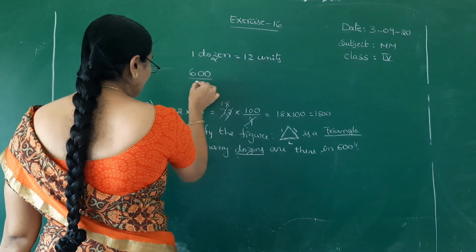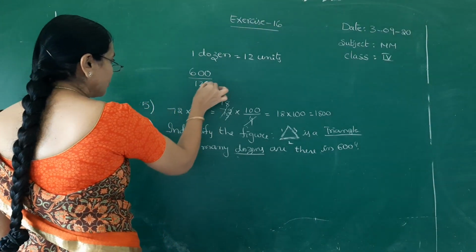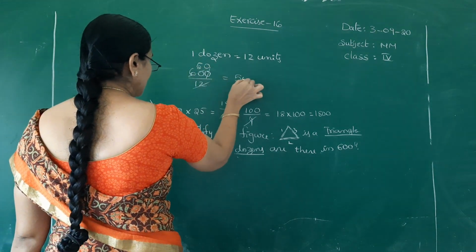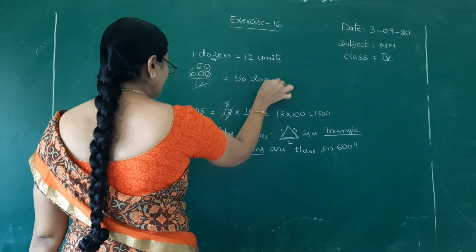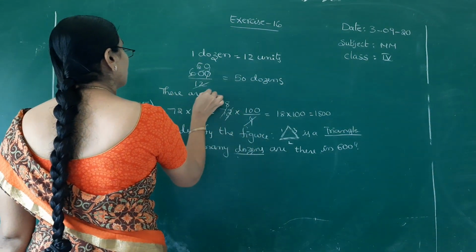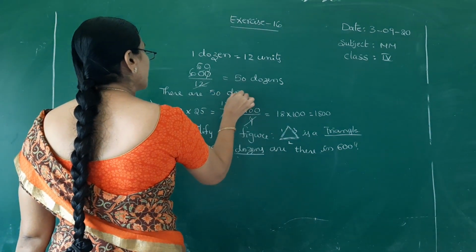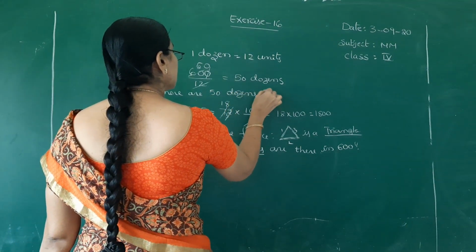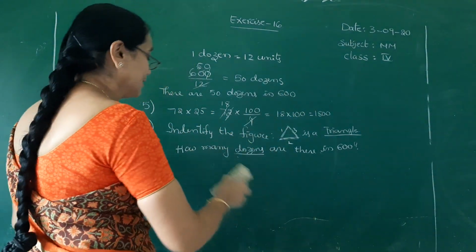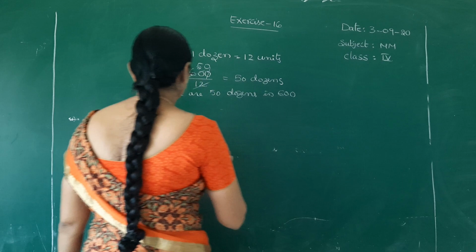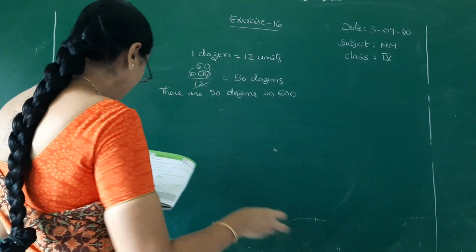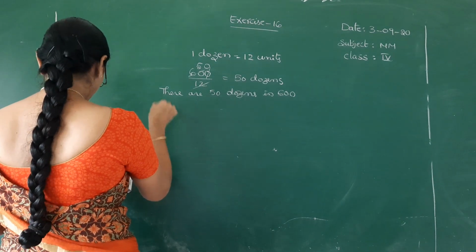So you have to divide the 600 by 12. 12 5s are 60, 12 zeros are 0. 50 dozens. How many dozens in 600? There are 50 dozens in 600. So 50 dozens make 600. Okay, see the next problem. 8th problem.